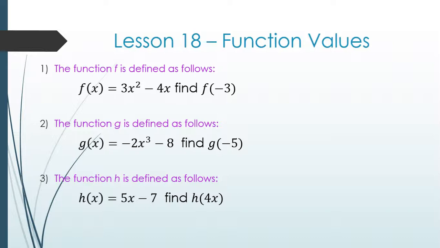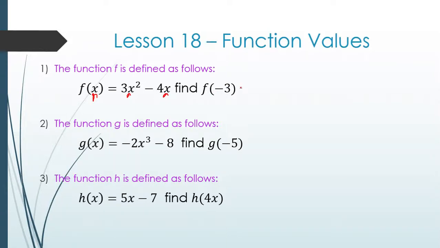So we're talking about function values. It says the function f is defined as follows. It gives you f of x equals 3x squared minus 4x, and find f of negative 3. There's a lot of stuff, and that looks really confusing. But basically, if you notice, there is an x right here, and there's an x right here and right here. So basically, this negative 3 is replacing where the x's are.